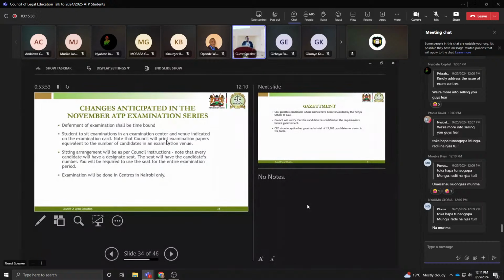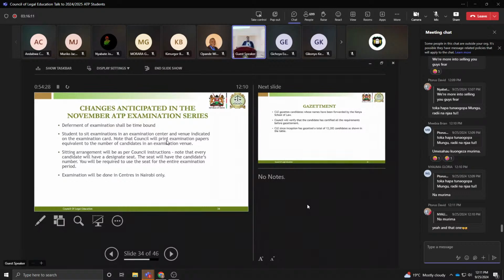Deferment shall not be allowed unless in exceptional cases. You know, there are some people who get unwell, and when we get those medical reports, you still forfeit the money, because as you have heard, we have invested, we have utilized that money to print, to hire a venue, to hire invigilators, to engage markers and all that. So let's ensure that we don't defer. Once we register, we sit for the examinations.